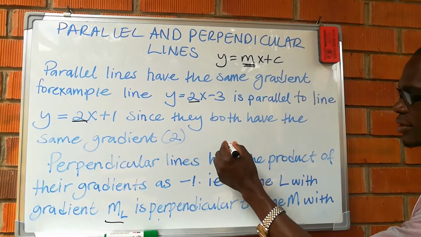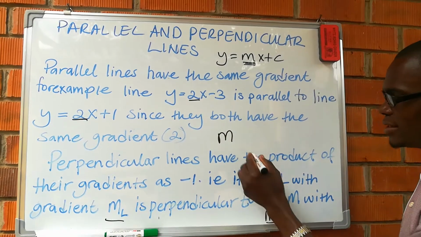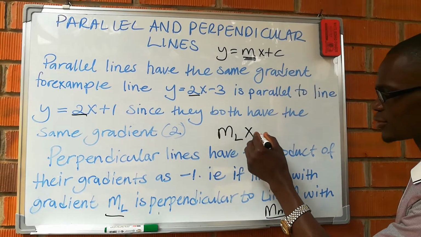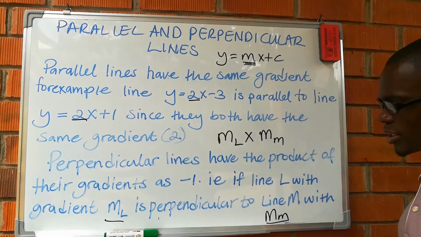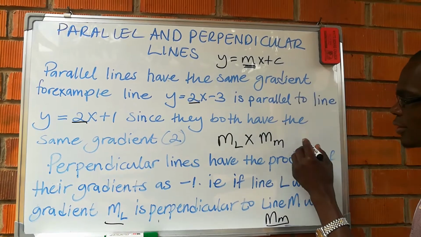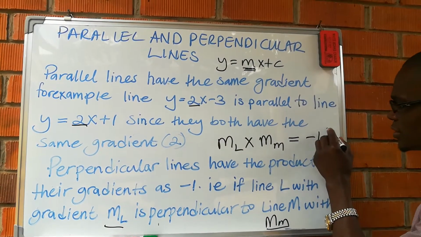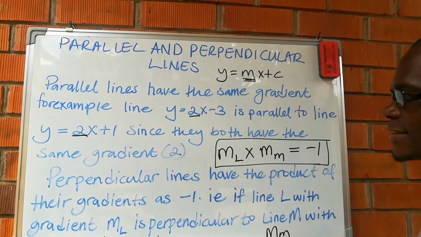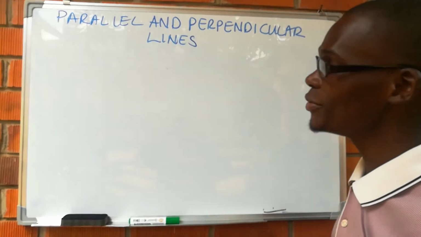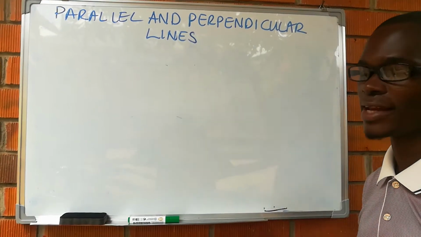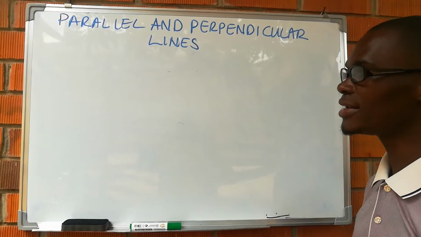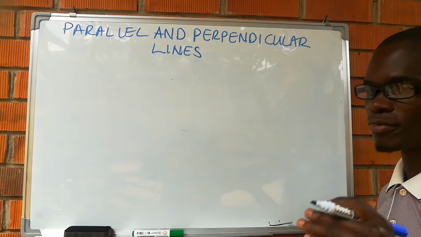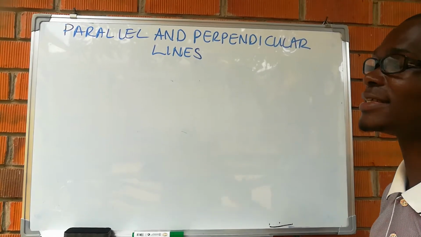For instance, if we multiply mL, which is the gradient of line L, times mM, which is the gradient of line M, we must get -1. This is the condition for perpendicular lines. Let us look at a few examples concerning parallel and perpendicular lines. We've already seen that parallel lines have the same gradient, whereas the product of gradients of perpendicular lines is -1.